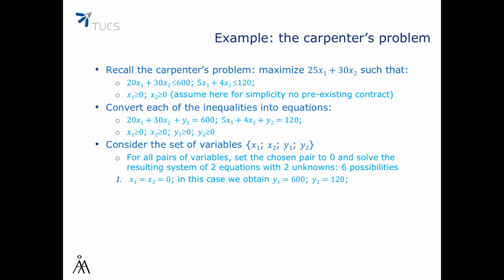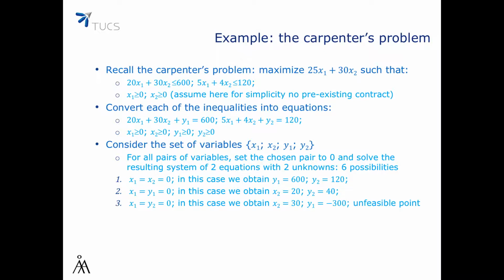In the first case, x1 equals x2 equals 0, and in this case, the two equations we have lead to y1 equals 600 and y2 equals 120. In the second case, we set x1 and y1 to be 0, and in this case we obtain that x2 is 20 and y2 is 40.